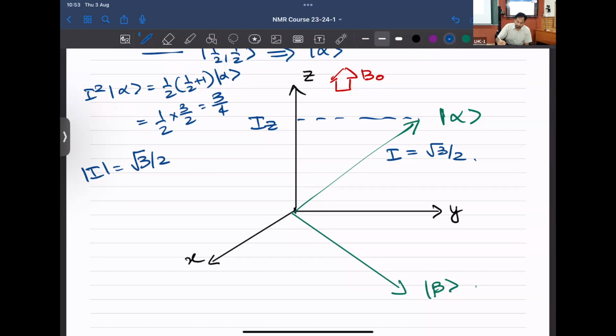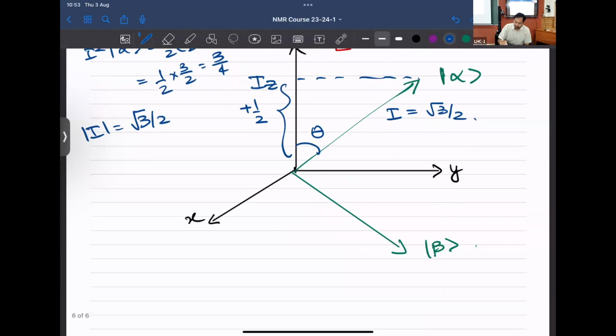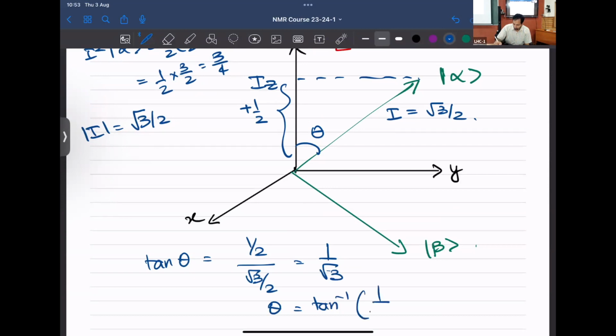For spin half, what did we say is the projection? The projection is going to be plus half. True? So the angle theta is going to be given by, what is this going to be? Tan theta is going to be given by half over root 3 by 2, which is 1 by root 3. Therefore, theta is tan inverse of 1 over root 3. Sorry, what is cos theta? 1 over root 3. If you go back and take a look at it, you're going to get something like 54.7 degrees.